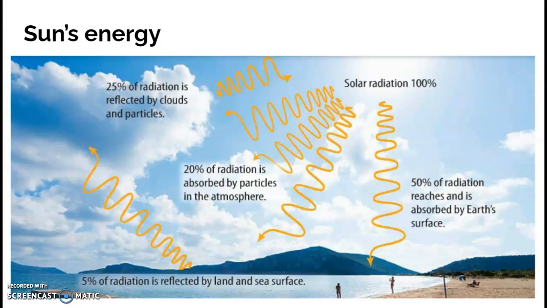25% of the sun's radiation is reflected by the clouds and particles in our atmosphere. 20% is absorbed by particles in the atmosphere, and 50% reaches and is absorbed by the surface of the planet. 5% is reflected back by the land and sea surface. So out of that 100%, that's the breakdown. Most of it is absorbed by the Earth's surface.